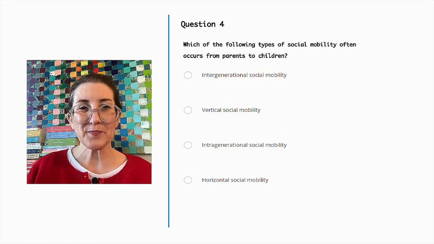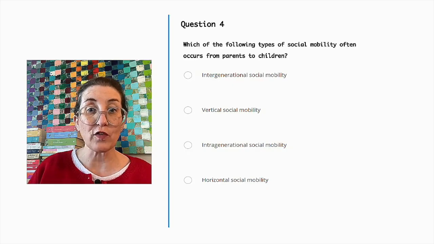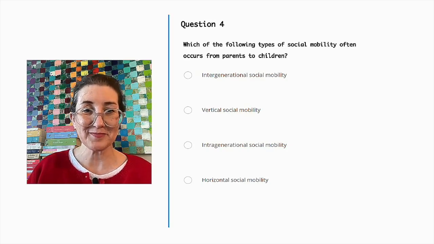Question number 4. Which of the following types of social mobility often occurs from parents to children? Intergenerational social mobility, vertical social mobility, intragenerational social mobility, or horizontal social mobility.